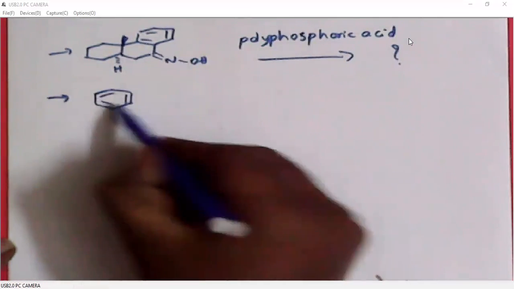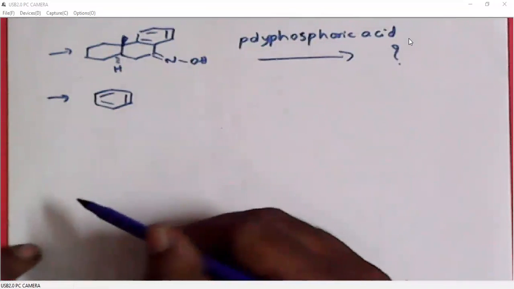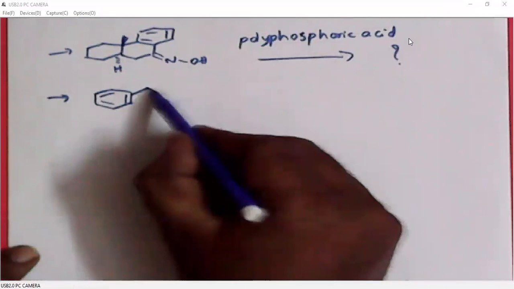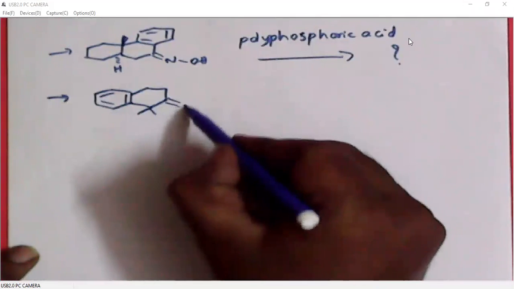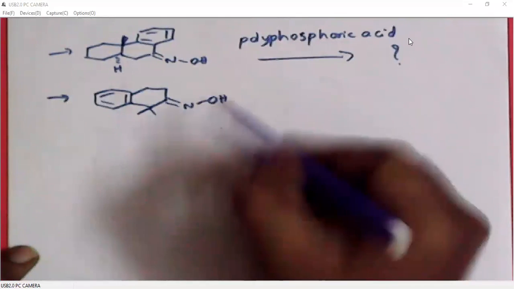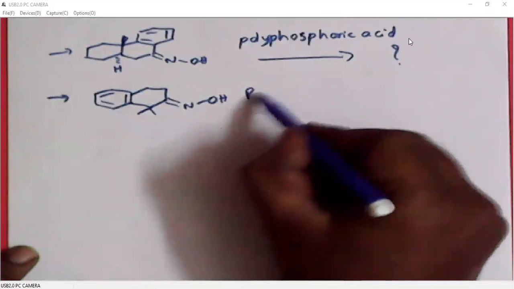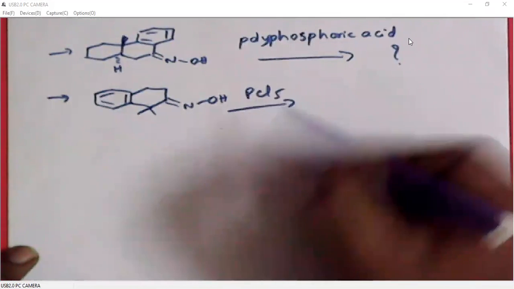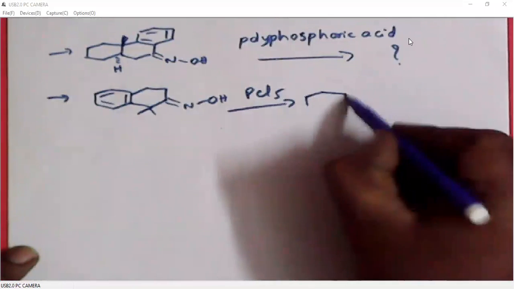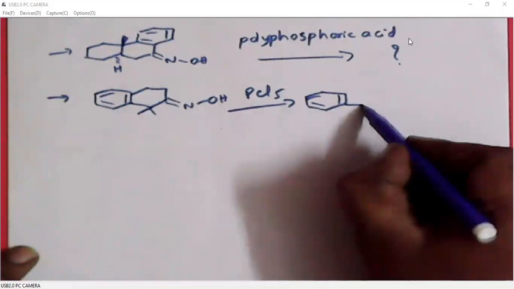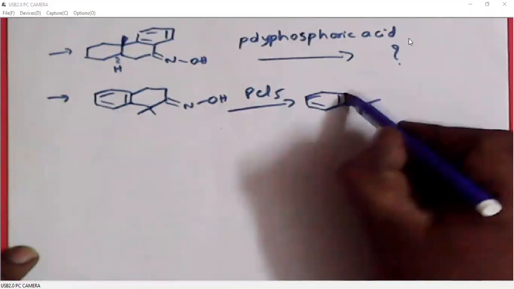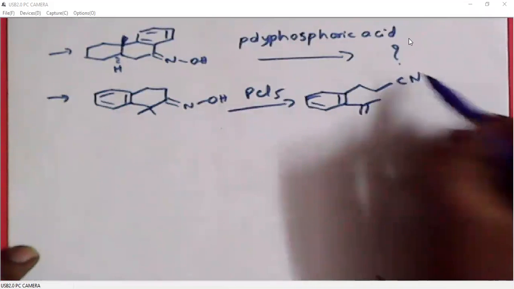Now we will see generation of nitriles through Beckmann rearrangement. When this is treated with PCl5, it is generating this compound.